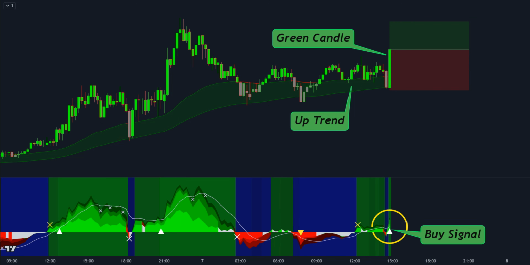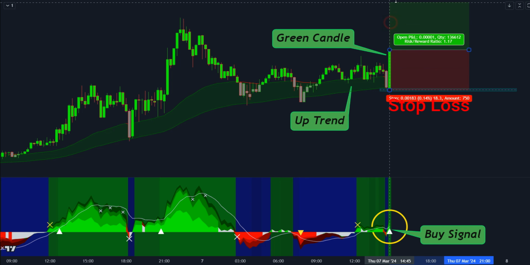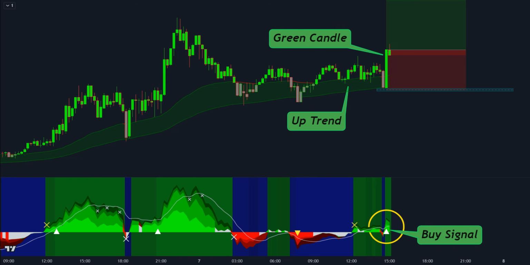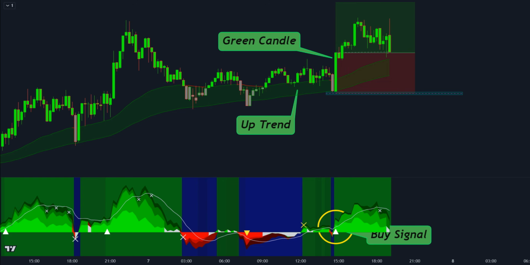But remember, responsible trading involves having a safety net. That's where your stop loss comes in. It helps limit your potential losses if the market takes a nosedive. You can use the most recent swing low or the MA ribbon R2 as your guide for this.